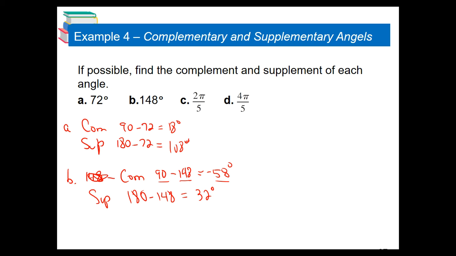All right. For radians, it's the same thing. For C, for the complement, 90 degrees or pi over 2, I'm going to take pi over 2 minus 2 pi over 5 to find the complement. So I'm going to take 1/2 minus 2/5. If you have a calculator that handles fractions, this makes it a lot easier.